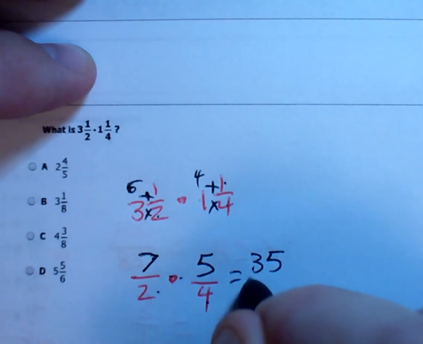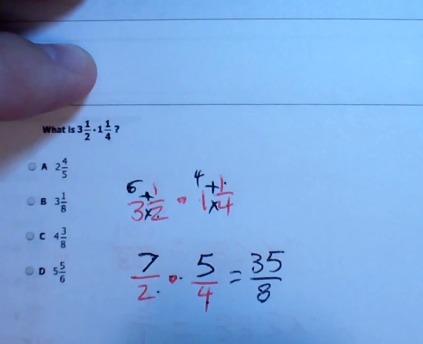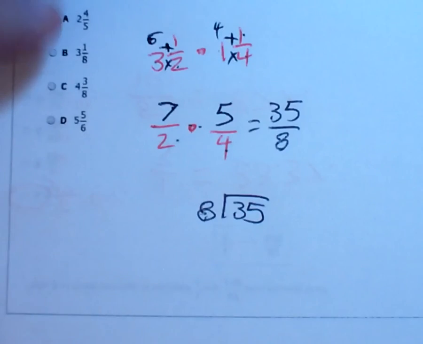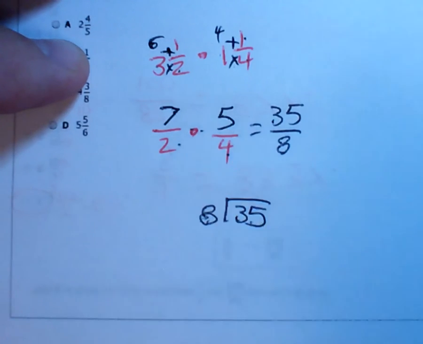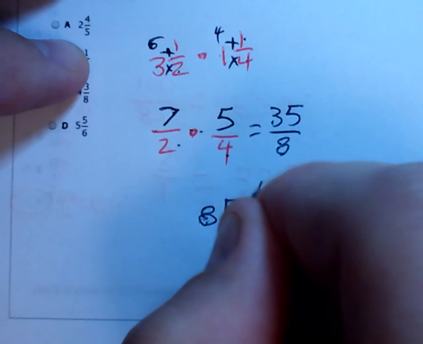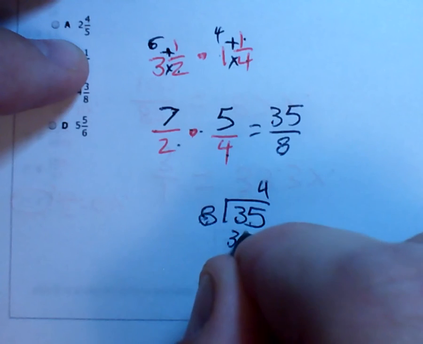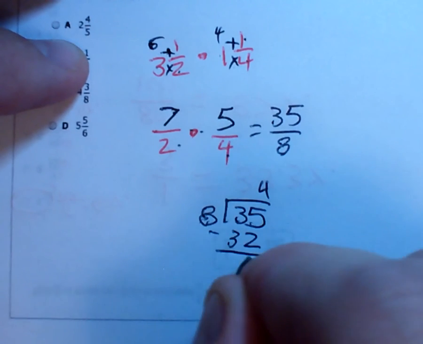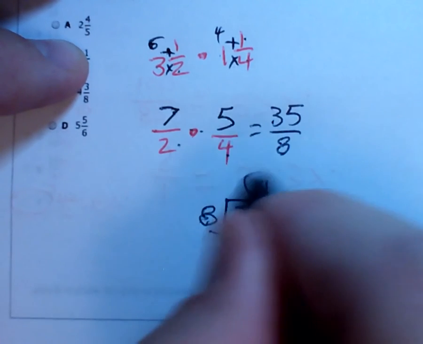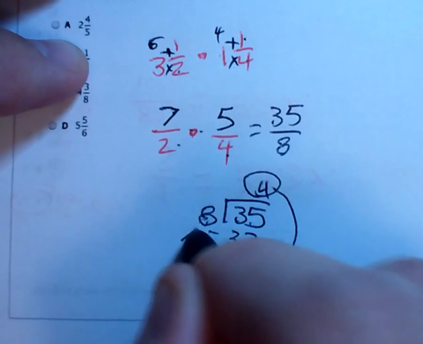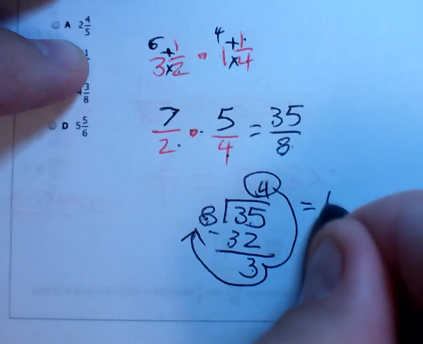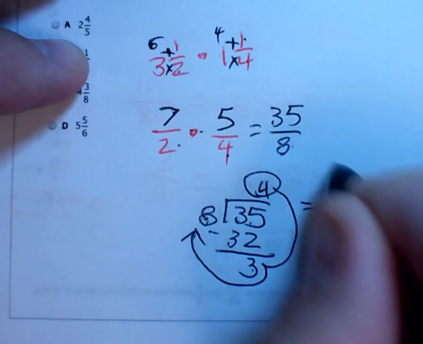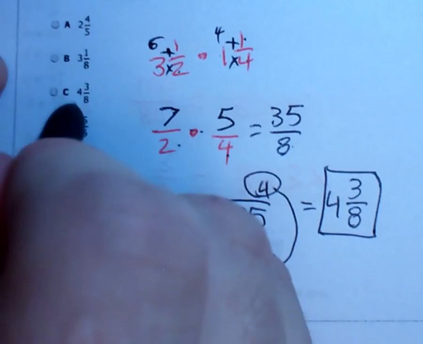2 times 4, 8. All right, now we have to do division. 8 goes into 35. All right, let me scoot that up. Sorry about that. 8 goes into 3, can't do it, but 8 goes into 35 4 times. 4 times 8, 32. Subtract and you get 3. All right, so whole number, numerator, denominator. So this equals 35 over 8 equals 4 3/8. 4 3/8. Then we look over, there it is.